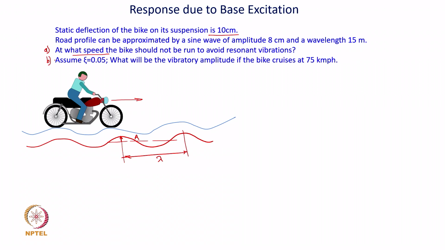The second part of the question is that if we assume the damping to be 0.05, which is typically a low level of damping we expect in the suspensions, then what will be the vibratory amplitude if the cruising speed of the bike is, let us say, 75 kmph? So, he is moving with 75 kmph, what will be the vibratory amplitude? All these questions are required to be addressed now. Now, we do not yet have an expression that defines this vibratory motion. If we say that this vibratory motion will be the same as the static deflection divided by the square root of (1 minus r squared) whole squared plus (2 zeta r) whole squared, will that be correct?